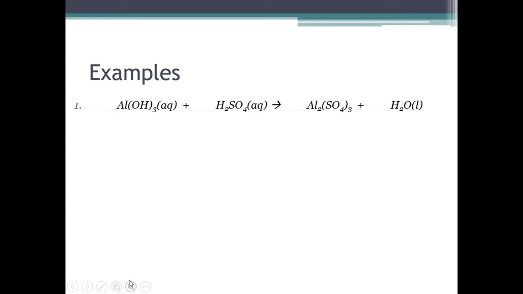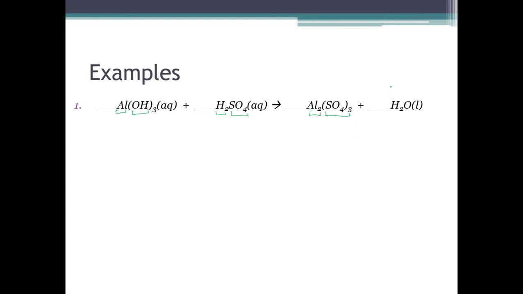All right, so let's see some examples here. In this case, we are given the formulas, so we don't need to try and write them out. We have aluminum hydroxide reacts with sulfuric acid to produce aluminum sulfate and water. To start with, we have aluminum in the hydroxide ion, hydrogen in the sulfate ion. Ending, we have aluminum and the sulfate ion.